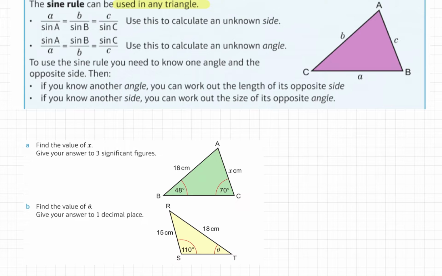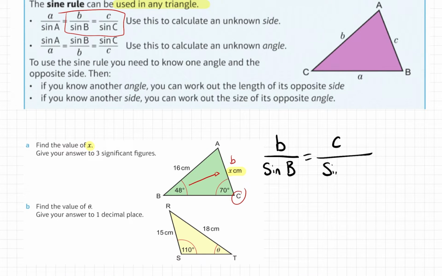Here I want to find the missing side. This is opposite angle B, so I'm going to call that length b. Because I'm finding the unknown side, I'm going to use this rule here. We don't need to do all of it, we just pick two of them. Actually, we know angle C, sorry. So we're going to use the rule: our unknown b over sine of B equals our c length over sine of C.